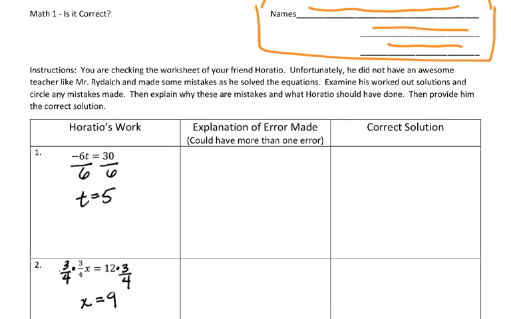So, you are checking the worksheet of your friend Horatio. Unfortunately, he did not have an awesome teacher like myself, and made some mistakes as he solved the equations. So, he wants you to examine his worked out solutions and circle any mistakes made. Then explain why these are mistakes and what Horatio should have done. Okay? Then provide the correct solution.